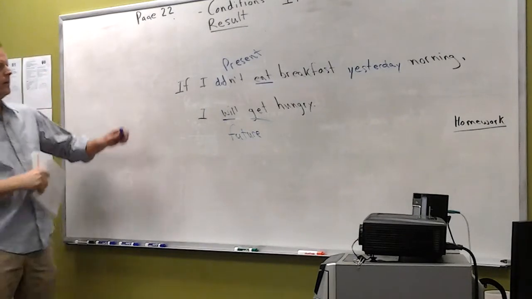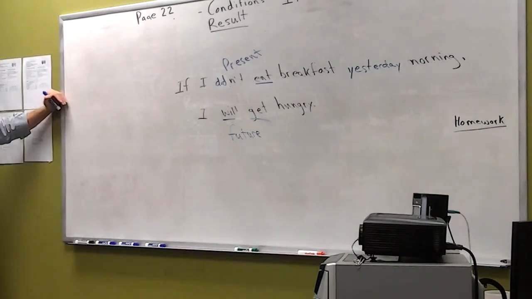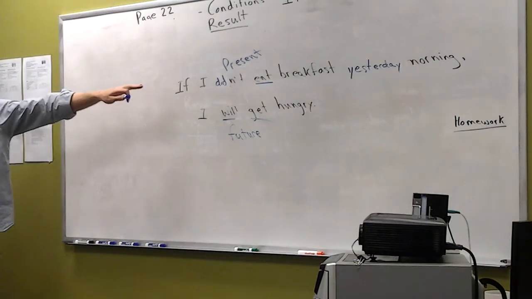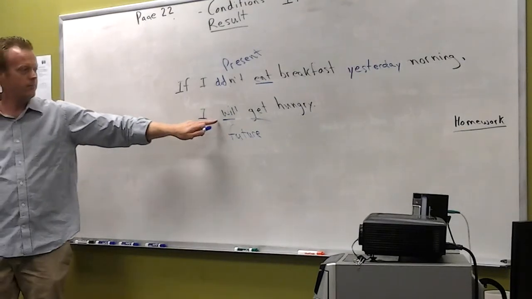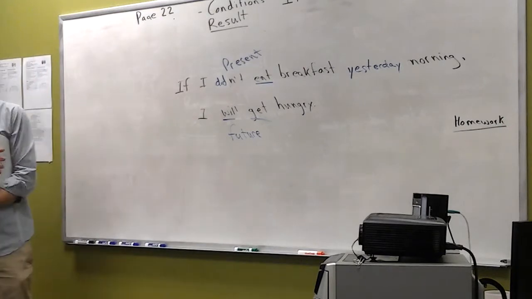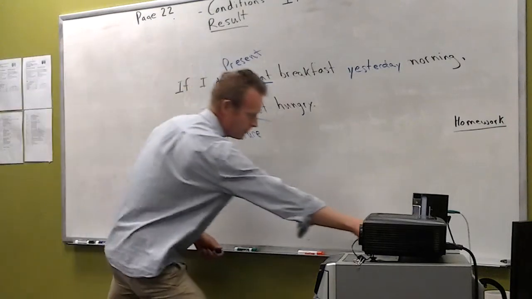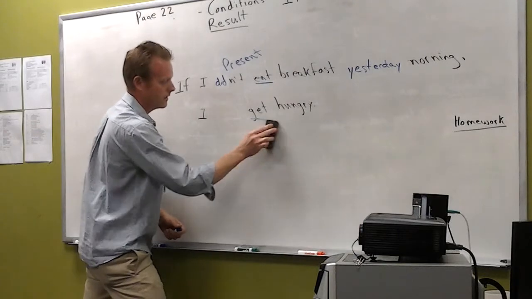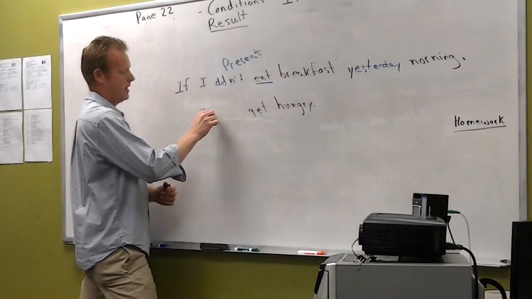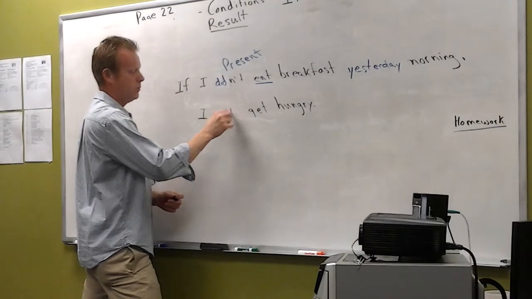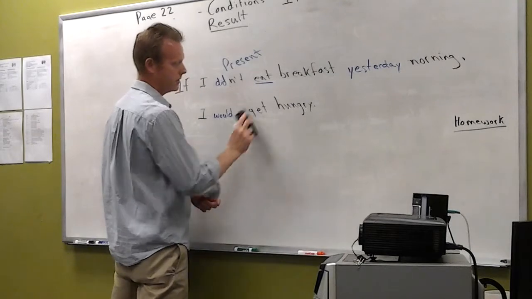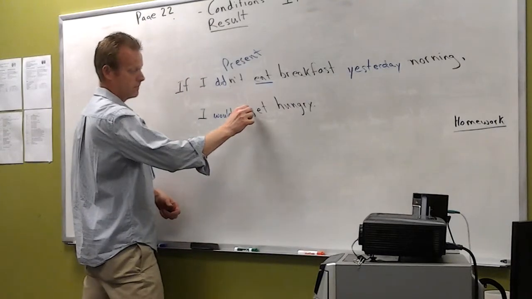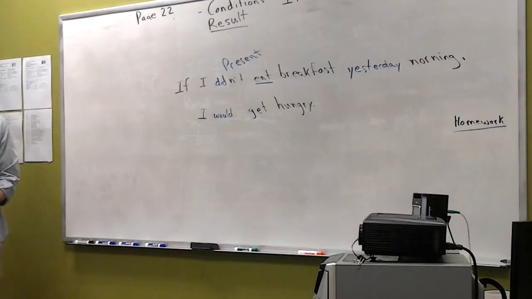Well, wait a minute. Hold on. We're in a second class condition, right? Because it's unreal, which means he actually didn't eat breakfast yesterday. Okay? Down here, we need a could or a would or a should, right? Yeah, would. I would. I would have getting him. I would have. What do you need? Would plus the base form. That's it. I would get hungry.